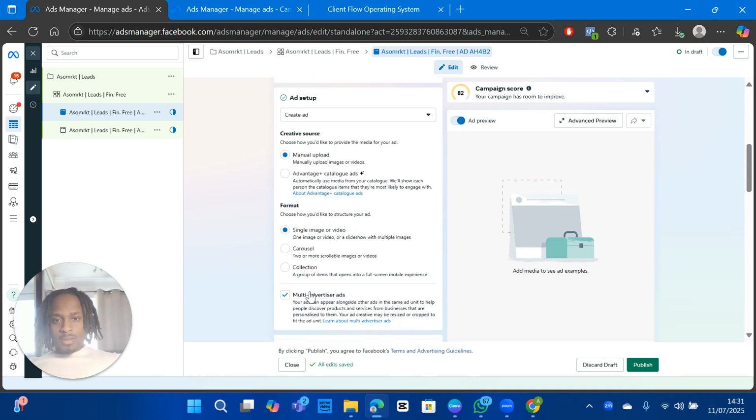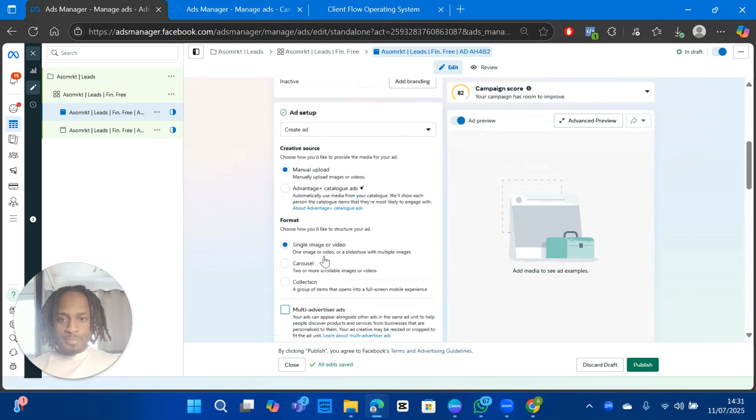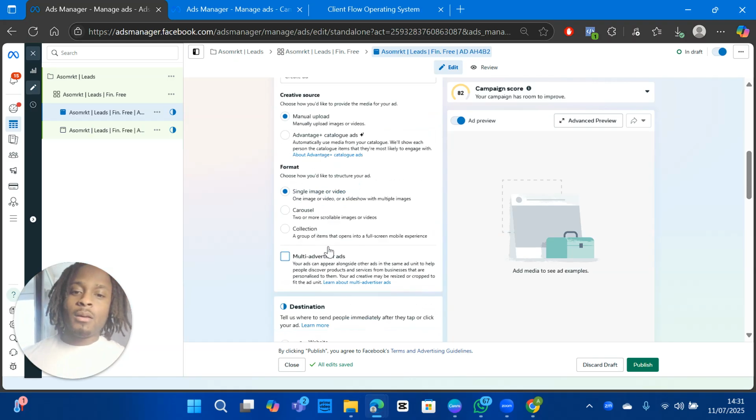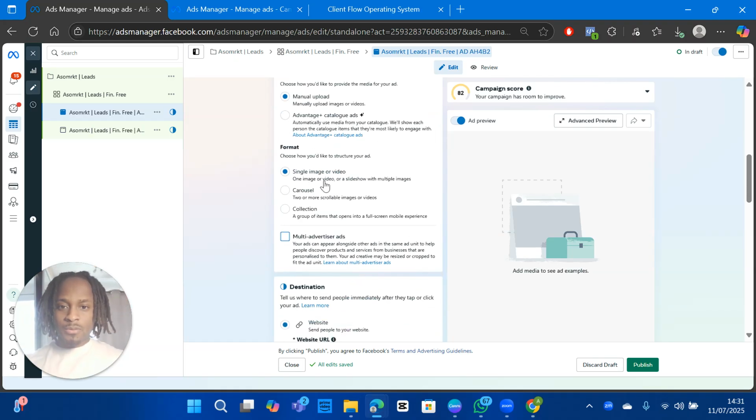I always turn off multi-advertiser ads. I don't believe in it. I've never seen it work or make a good impact on our ads. Obviously, select the Facebook page and Instagram account that you need. Manually upload a single image or video. If you're using carousels, they're very good for retargeting. So what we can have is retargeting for client wins.